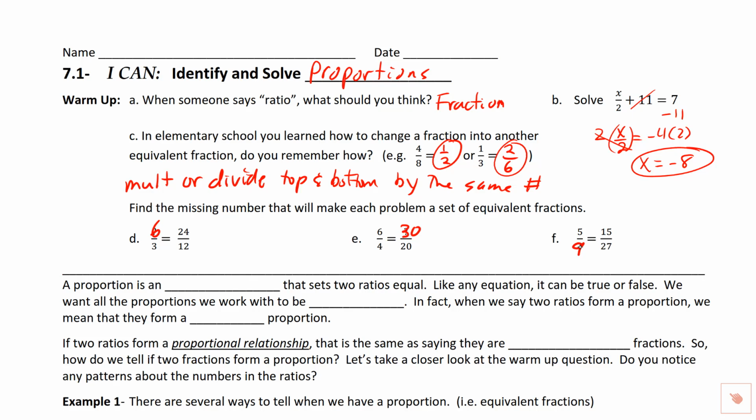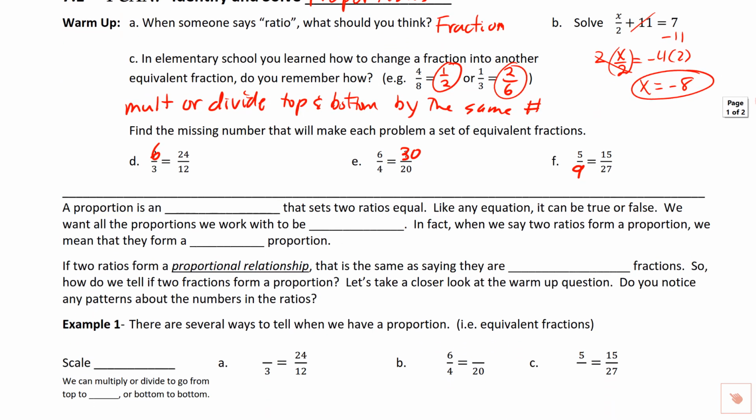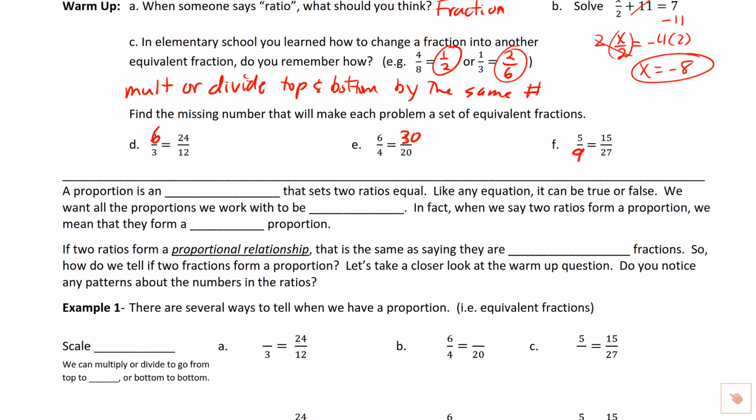Now, if you don't know how to do that, or wondering how we did that, that's what we're going to talk about today. We're going to talk about how we can solve a proportion, and it has a heck of a lot to do with equivalent ratios or equivalent fractions. So let's talk about what a proportion is. A proportion is an equation. So let's write the word equation right here.